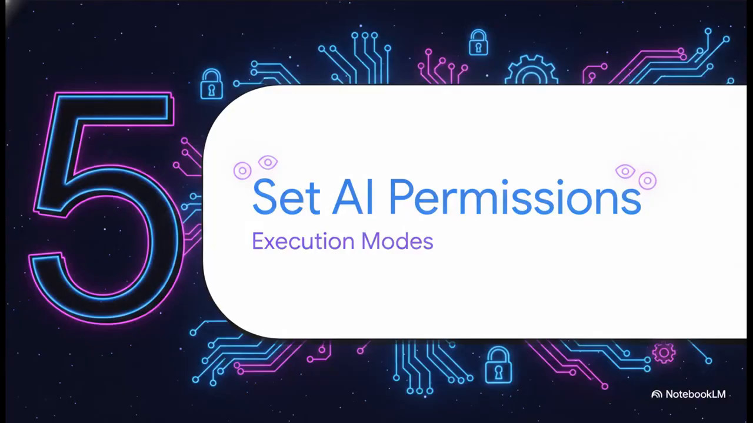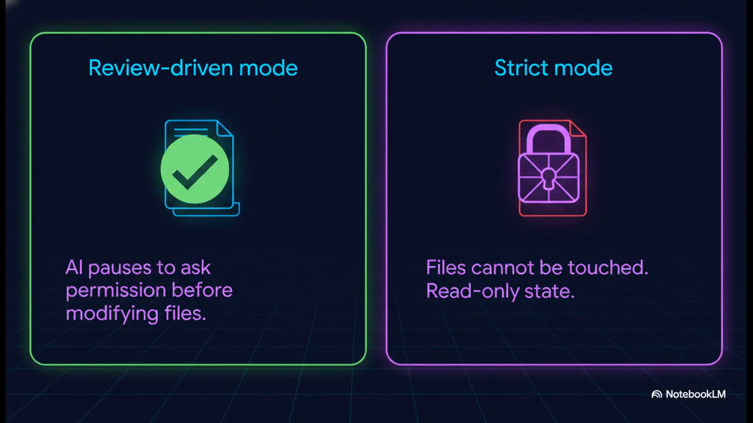Section 5. Setting safe AI permissions and execution modes. This right here is the most critical part of the setup, dictating the level of autonomy your AI has. Let's compare the two most important options. Review-driven mode is the absolute sweet spot for beginners. It acts like a collaborative pair programmer. The AI will write the code for you, but it pauses and asks for your explicit permission before it actually modifies your files or runs a script. This protects your sensitive projects against unintended code changes while still giving you a massive boost in speed.